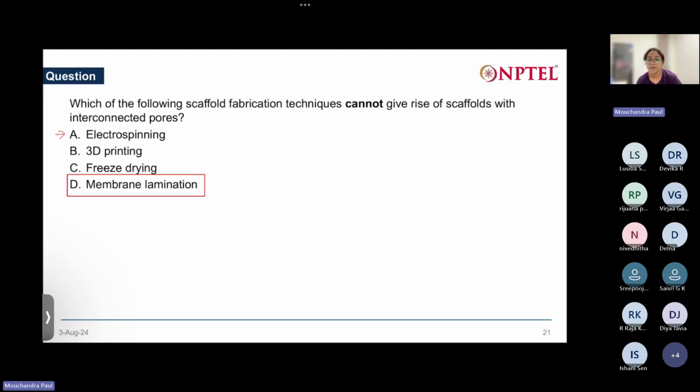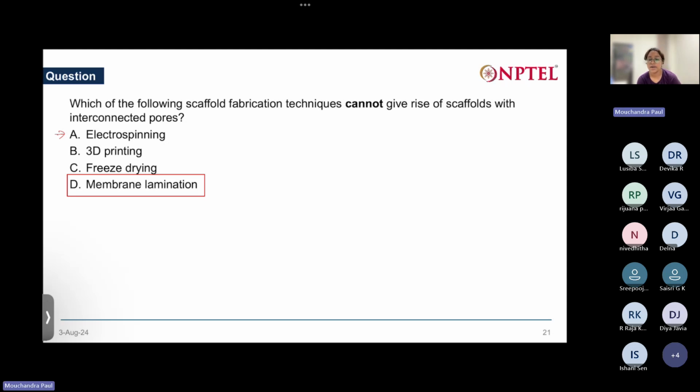Whereas in 3D printing, it is up to the person who is doing the 3D printing. He or she can add pores of different sizes and different geometry by making the solid model. So we create a CAD model, and depending on what type of porosity we need, whether we need large pores or small pores, we can 3D print it. So it's actually very easy to create pores of different sizes in 3D printing.